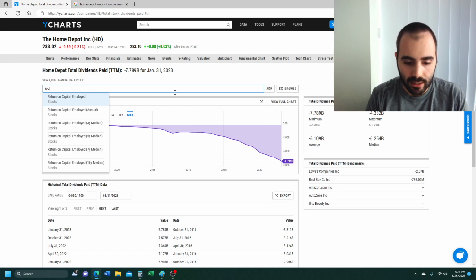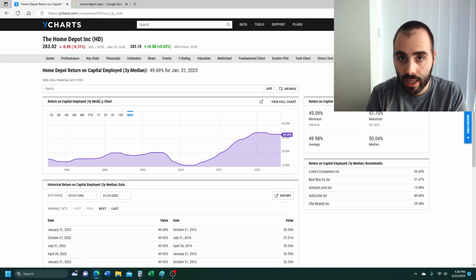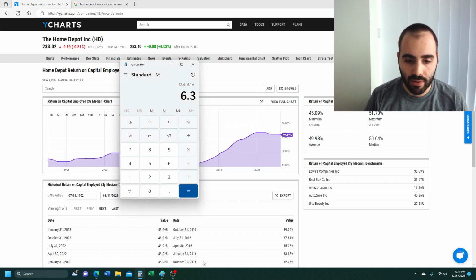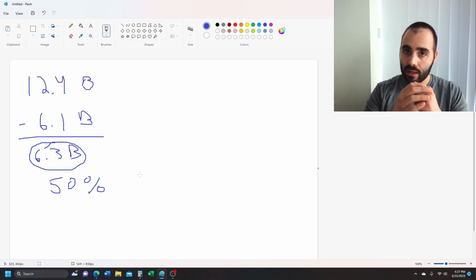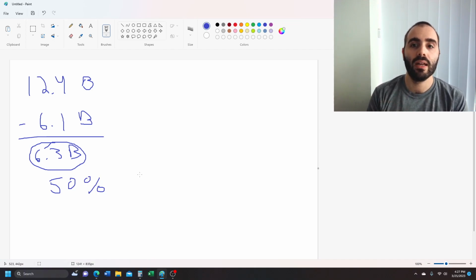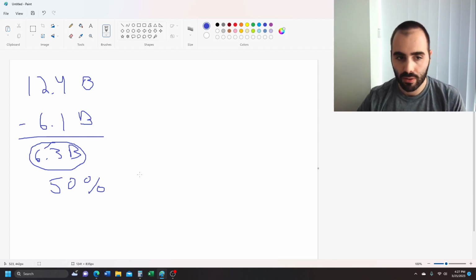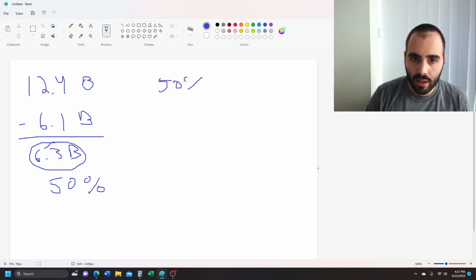Let's look at their ability to deliver returns on their capital, meaning for the money that they retain, how much money do they make? Home Depot delivers on average a 50% return on its capital, meaning for every dollar that they keep in the business, the $6.3 billion that they reinvest, they make 50 cents on it, or 50%. They retain those free cash flows, and they make money on it at a very high rate. For every dollar, they make an extra 50 cents per year. So Home Depot delivers a 50% return on capital.